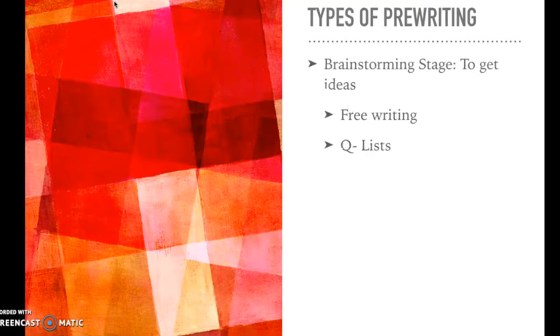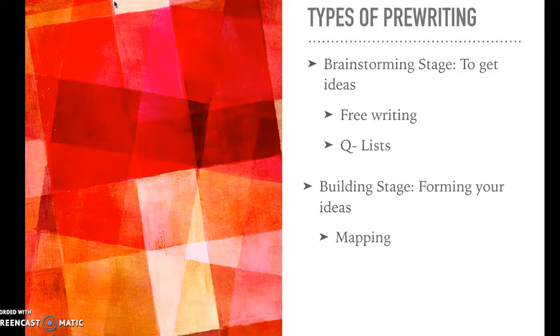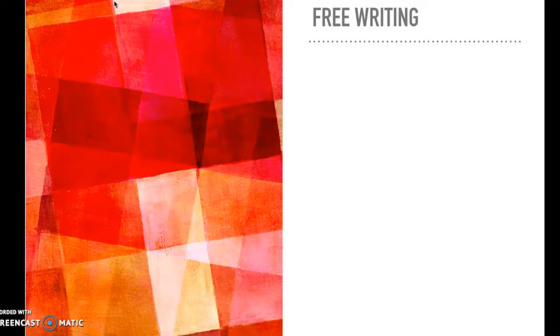There are two types of prewriting. There's prewriting that comes during the brainstorming stage, where you get ideas. Those are free writing and cue lists. The second is the building stage, when you're forming your ideas and mapping. Then after this stage, you can move on to outlining or starting to write your essay.